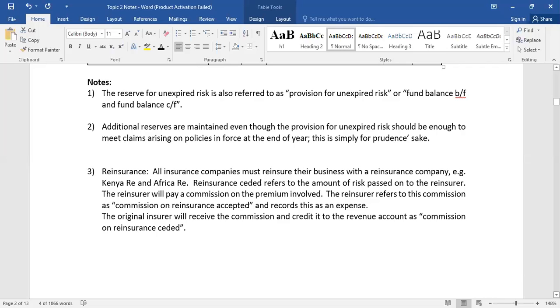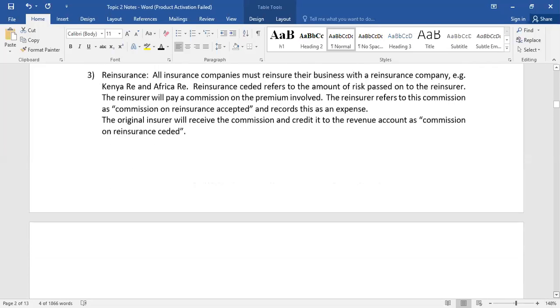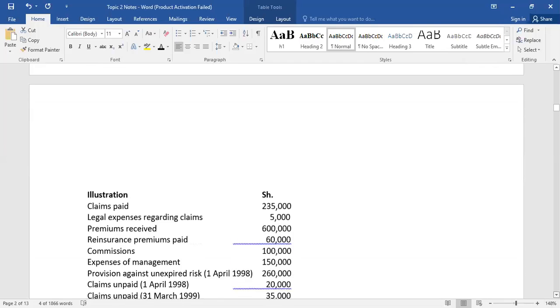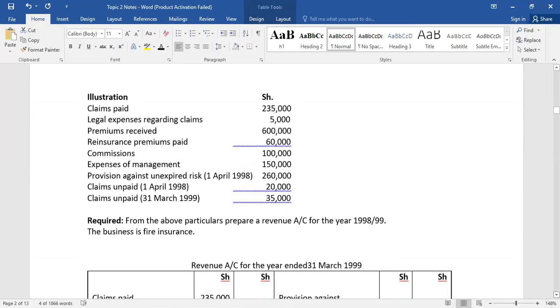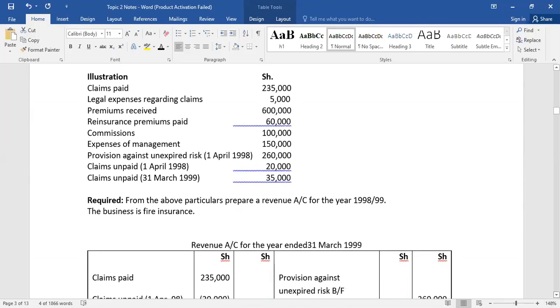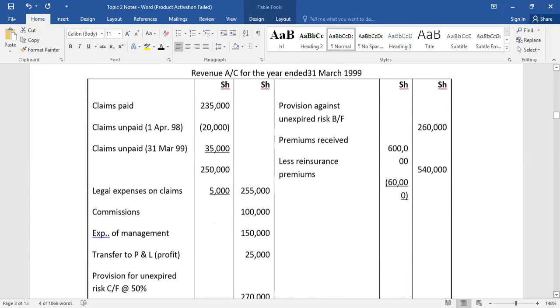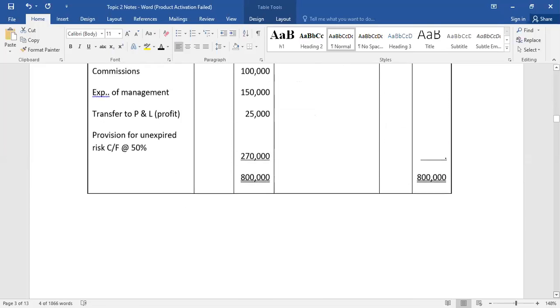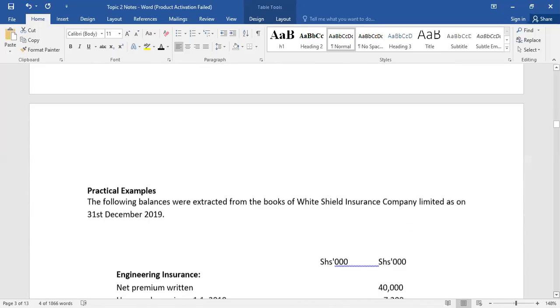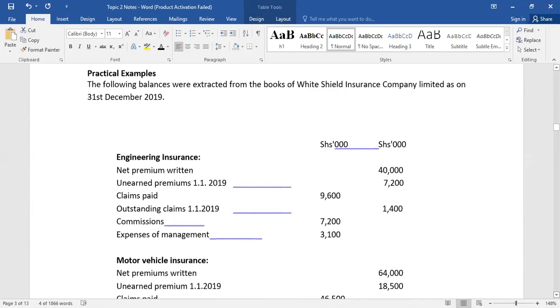And then for the reinsurance, I've indicated there that there are companies that will be willing to cushion the insurance company against any risk. So you have an illustration there, and it is worked out. So that one cannot be a good example for learning. Let us take the practical example here.